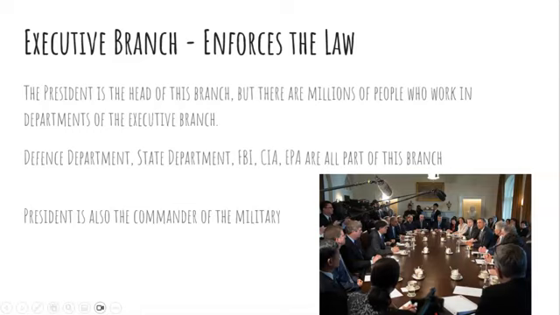Okay, the president is the head of this branch, but the executive branch is actually the largest branch in the United States government because all of those bureaucrats, people that work for the government that are out there doing things, government jobs, those are generally all part of the executive branch. Okay, so the military, people that work for the State Department, the FBI, the CIA, the EPA, all of these agencies are part of the executive branch.